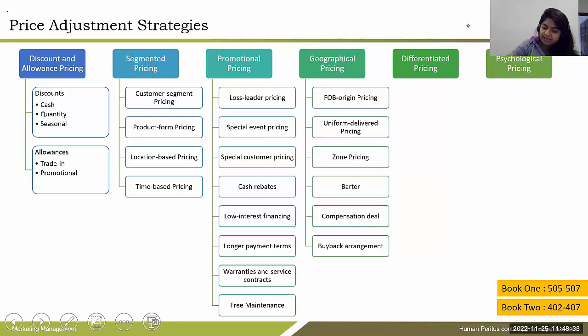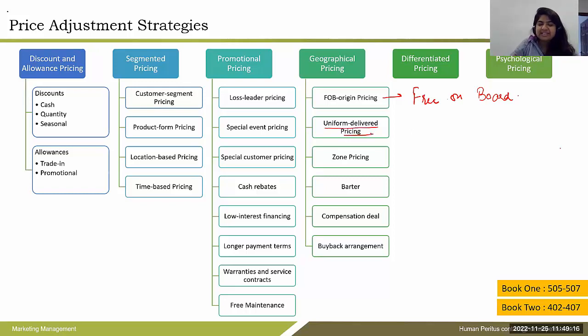Now, geographical pricing. Anybody knows what the full form of FOB is? FOB, anybody? Free on board. Okay. So under FOB pricing, the buyer is required to bear the entire cost of transport. Also, you are responsible for any risk, any damage that has happened. So FOB, free on board origin pricing method.